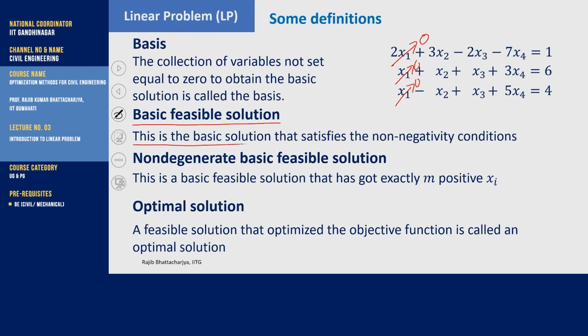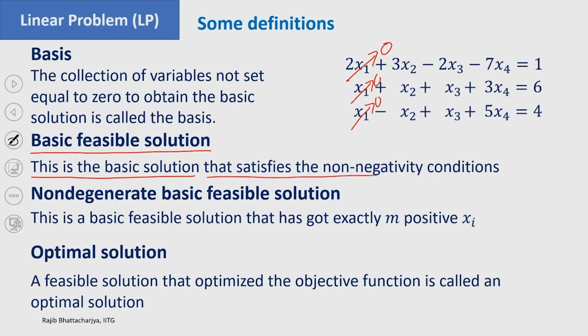So, this is the basic solution. Basic solution, you already know what a basic solution is. This is the basic solution that satisfies the non-negativity conditions. So, that is your basic feasible solution. A feasible solution should also satisfy the non-negativity conditions. Then we will call it a basic feasible solution.